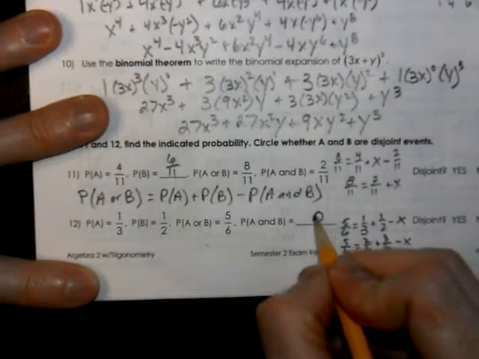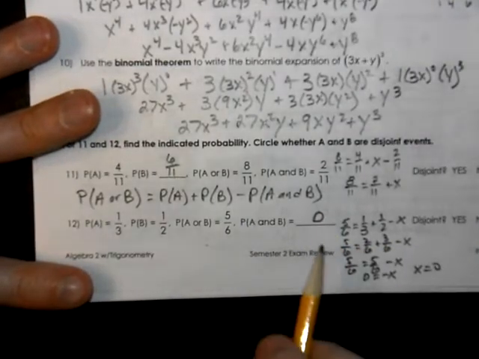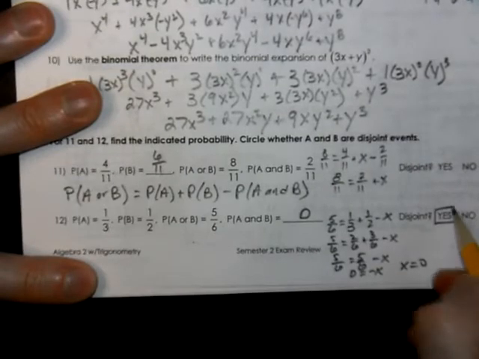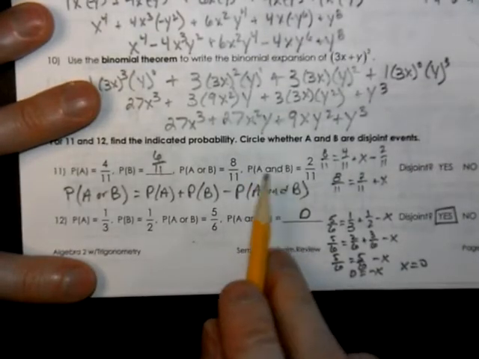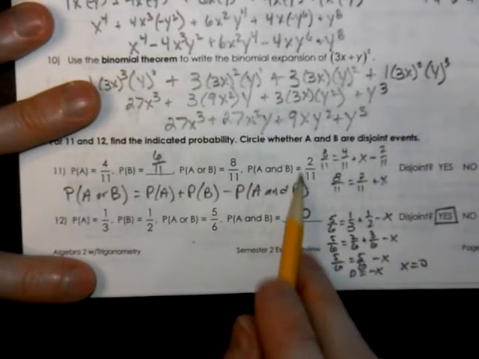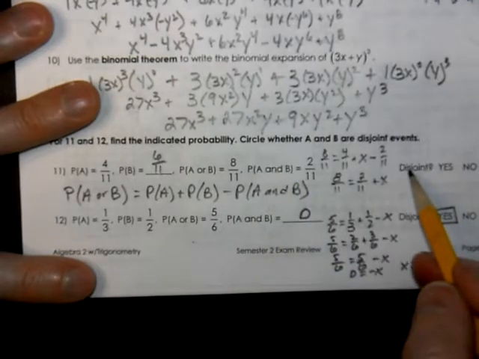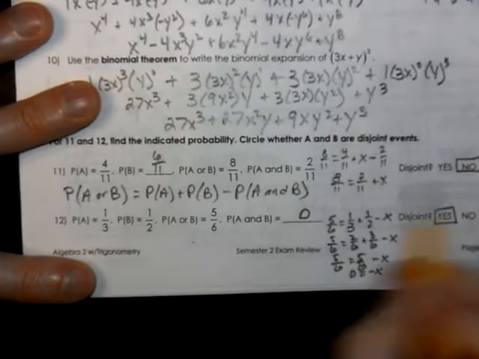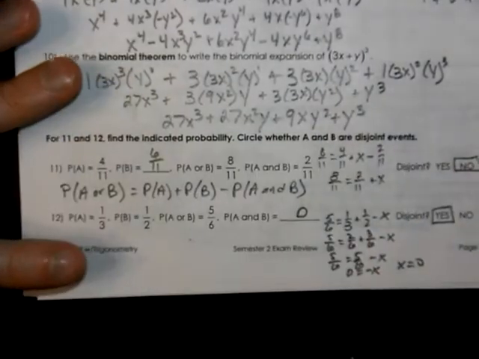So that means that there's 0 overlap. If there's 0 overlap, are they disjoint? And the answer is yes. In this case, the and indicates that there is overlap. So are they disjoint? Are they different from each other completely? And the answer is no. There's overlap.